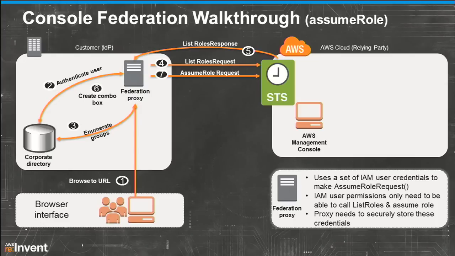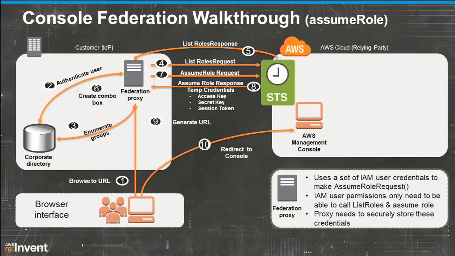I'm going to then choose a role, and the proxy server is going to assume that role. It's going to get back a response. There's only two more steps. I'm going to take those credentials, and I'm going to request a sign-in token. And using that sign-in token, I'm going to create a well-formed URL that will allow me to redirect the user into the management console so that they don't have to provide a username and password.